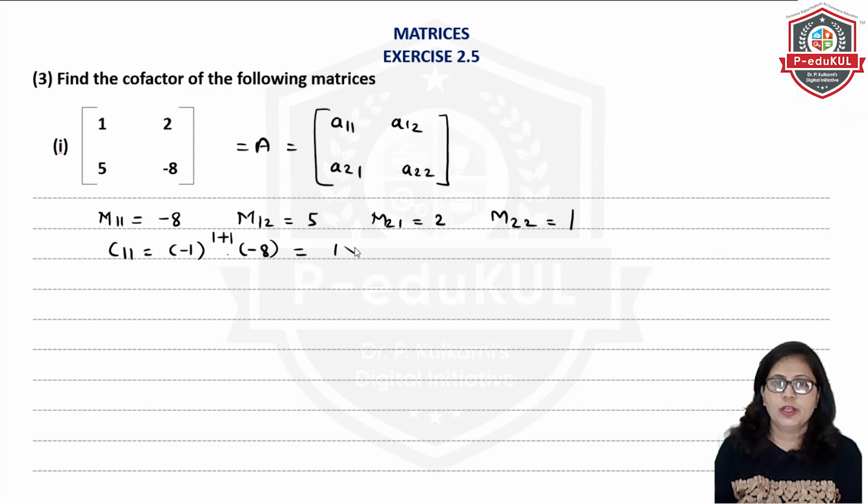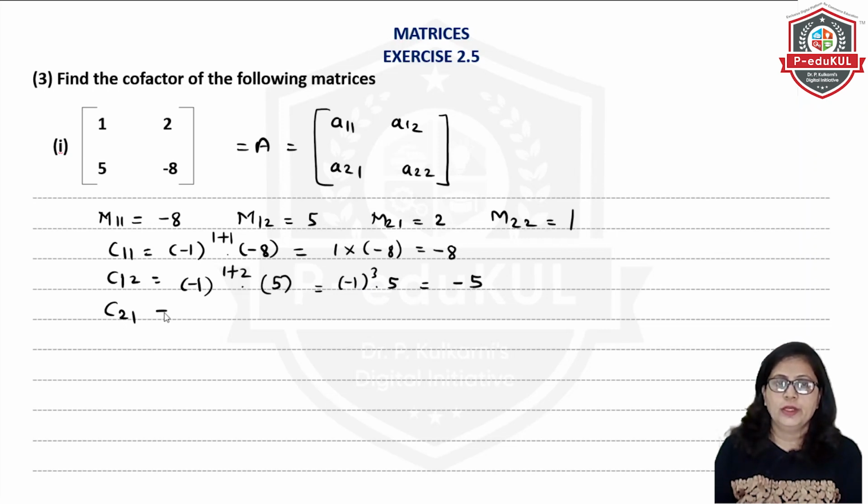So this will be 1 into minus 8, which is minus 8. Then C12 is minus 1 raised to 1 plus 2 into M12. The value of M12 here is 5. So this will be minus 1 raised to 3 into 5. So this will be minus 5.